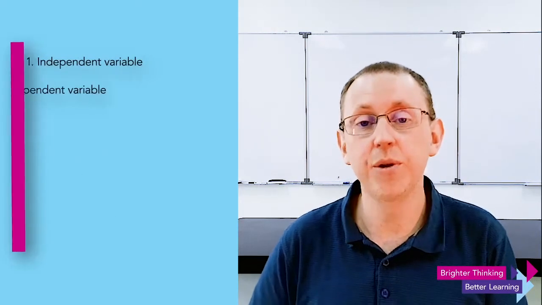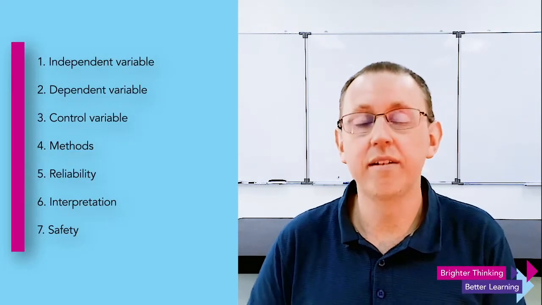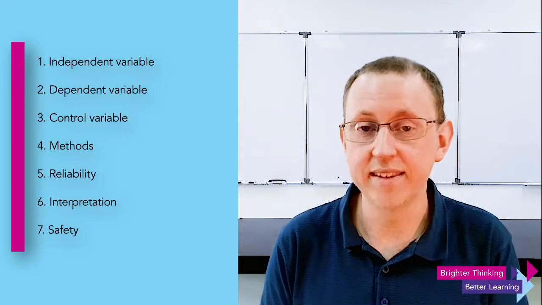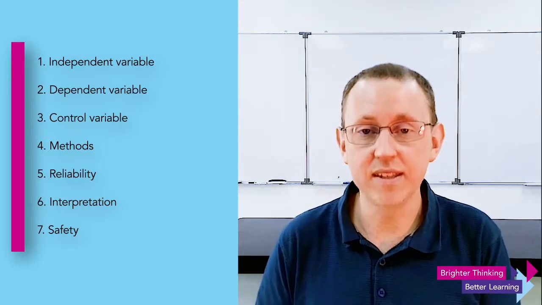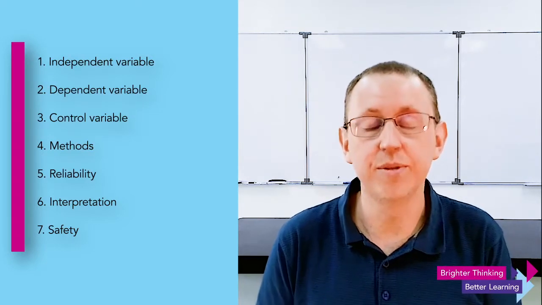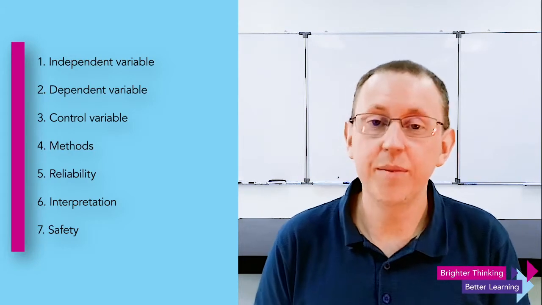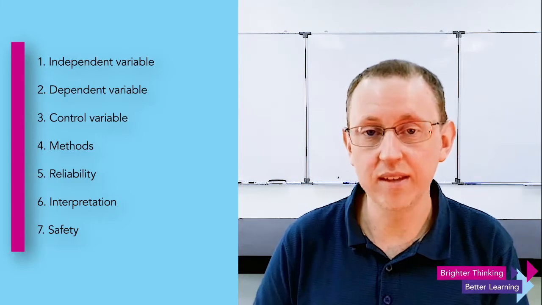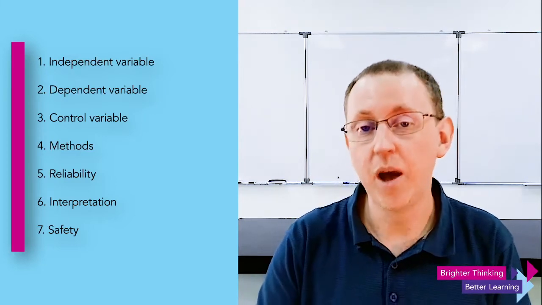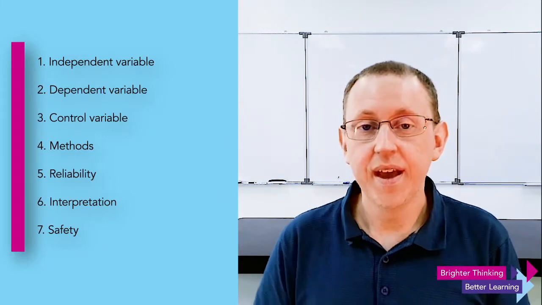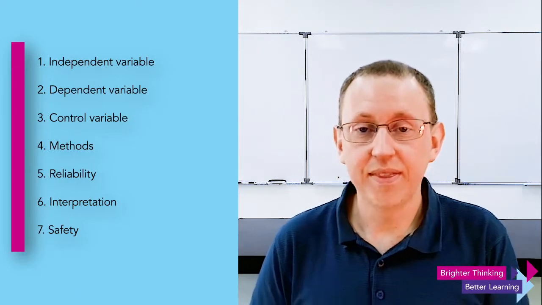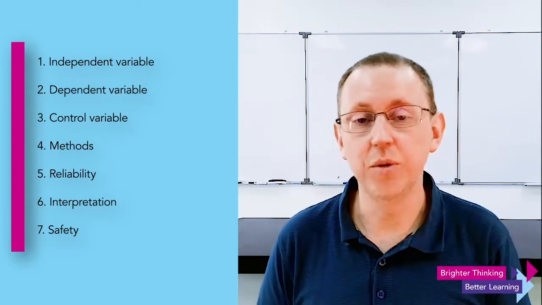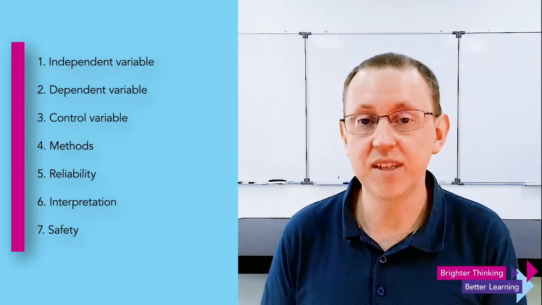So, what I've talked about there is the independent variable, so it's 7 things. The independent variable, dependent variable, control variable, method, reliability, interpretation, and safety. IV, DV, CV, method, reliability, interpretation, and safety. Whenever I get my students to do a practical, I will get them to write those 7 things, IV, DV, CV, etc., up in the top or on the margin every single time. That means you are training them to look for these things in every single practical, and when they are writing it up, they should be able to tick them off.